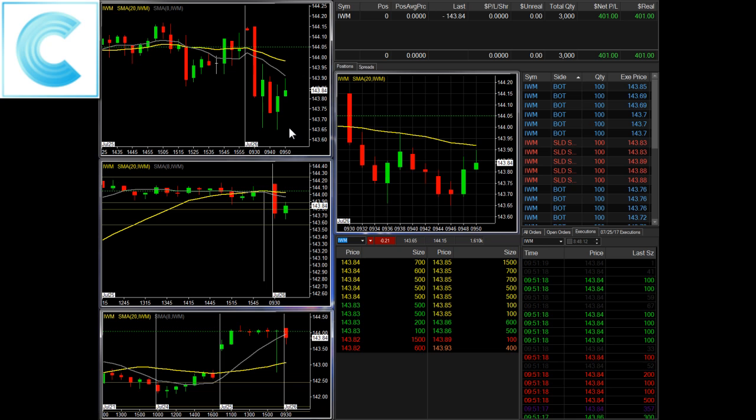All right, so we got a topping tail on this bar here. I'm going to get ready to add to this position. I like to see this area here taken out, which is the close of this 2-minute candlestick, the full body. If it gets taken out, whoops.